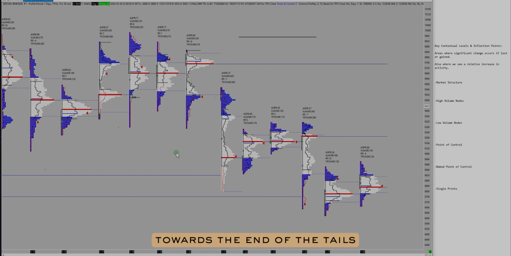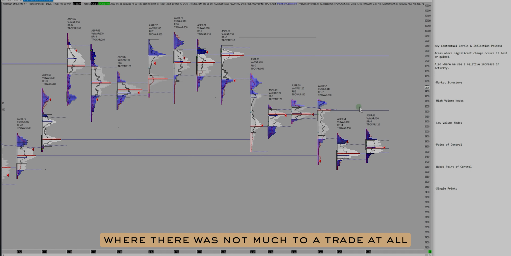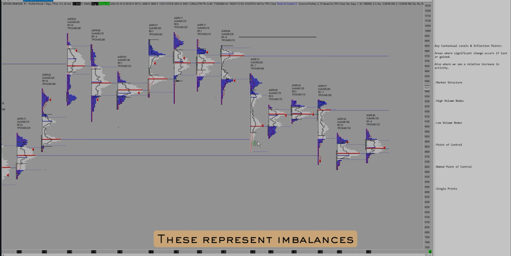towards the end of the tails. That's where volume completely drops off, but we're looking at the ones that are focused rather within structure. So right here, right here, right here. And these are areas where there was not much two-way trade at all. These represent imbalances. There was not much activity at all. There was no trade facilitation.